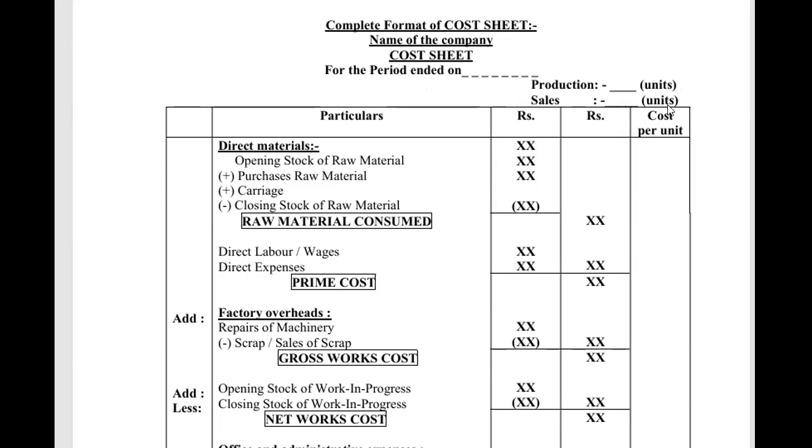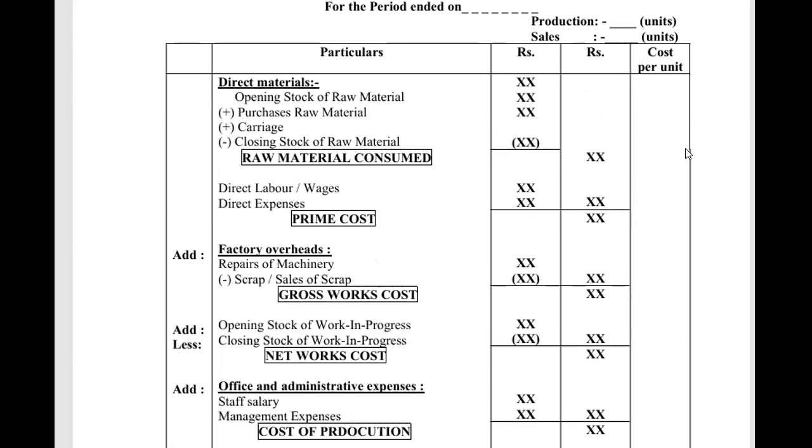It is not necessary that whatever is produced will be sold. There might be some closing stock with the company at the end of the year. So production units and sales units will be different. How many units are produced and how many are sold will be given here at the top right side of the format. And we'll prepare the particular columns. The amount column might have two columns, an inner column and an outer column, and the last column will be cost per unit.